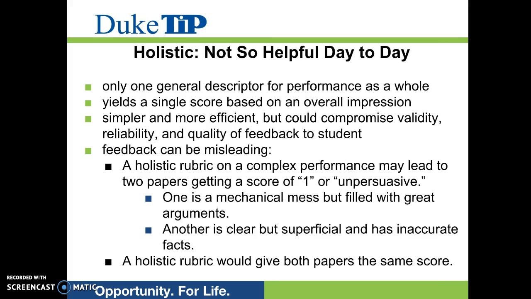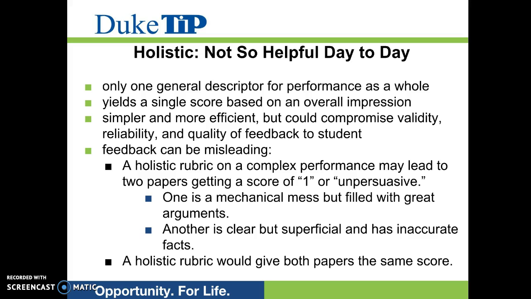But here's the thing. It's founded on 7 weeks of data and feedback you've given based on your course-specific analytic rubrics. So day to day, the course-specific rubrics you build, they probably shouldn't be holistic because of the things I just said, how it's general, it's a single score based on an overall impression. Sure, it's simpler to use a holistic, it's more efficient for you, but it would compromise the validity, reliability, and the quality of the feedback you're giving to the kids, okay? Because analytic trait rubrics are much more specific, and they are also distinguishing among the traits.